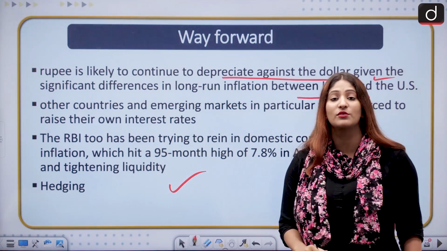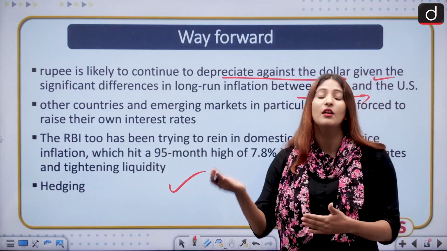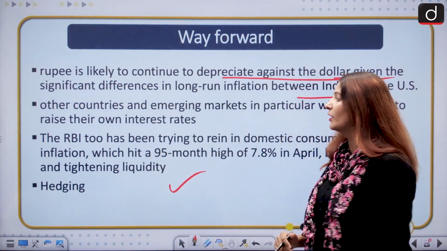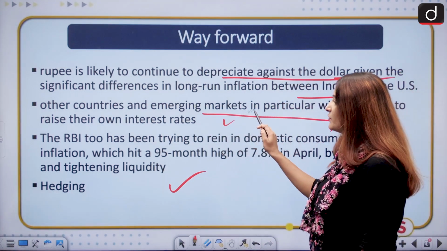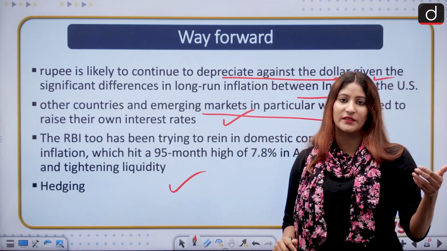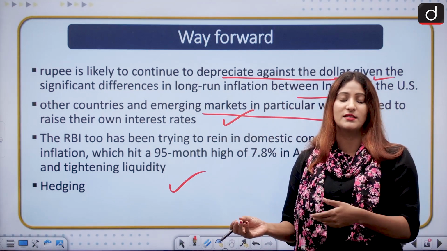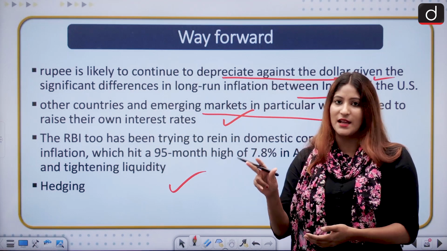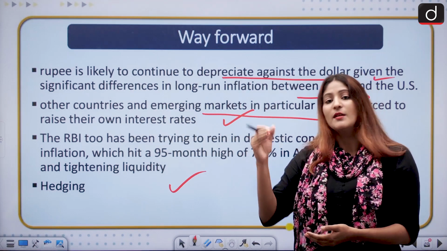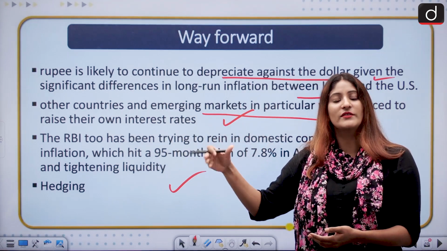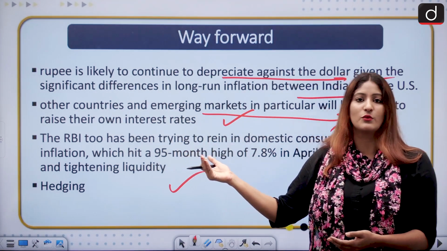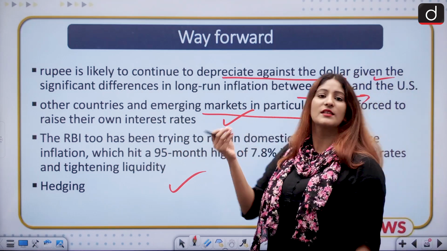Also, people who want to study abroad, for them it is going to burn a hole in the pocket. Other countries, and emerging markets in particular, will be forced to raise their own interest rates, because the US has increased its interest rate. Because of that, India will also have to do so, and because of that, many other countries and emerging markets will do so. This is one of the ways ahead.